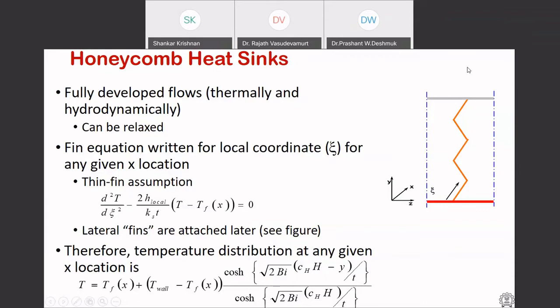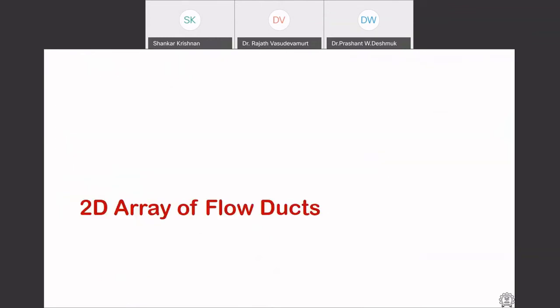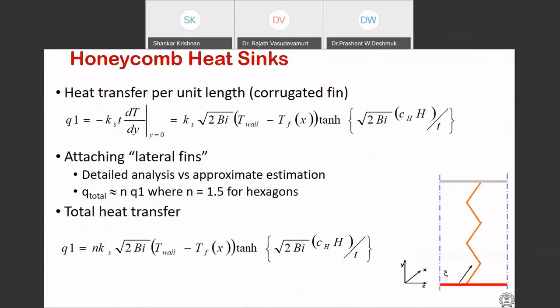Assuming the tip of the fin to be adiabatic, and the bottom to be at constant temperature, you will get the expression that is given here. Then these c sub h are the local coordinates, and I have given some of the constants later in the slide, or I can send it to you.